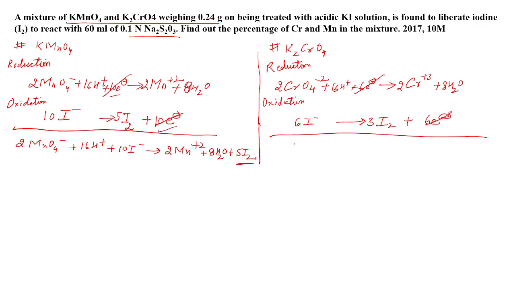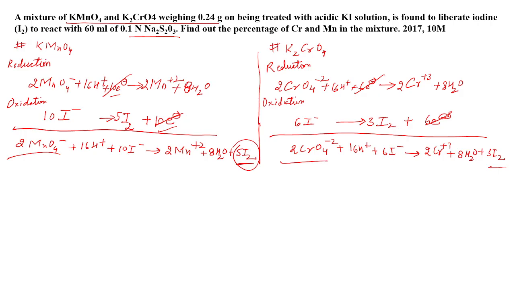This is going to be cancelled. So 2CrO4 minus 2 plus 16H positive plus 6I negative will give you 2Cr plus 3 plus 8H2O plus 3I2. Okay, so from here we find out how much iodine is liberating from this KMnO4, and how much iodine is liberating from this K2CrO4.